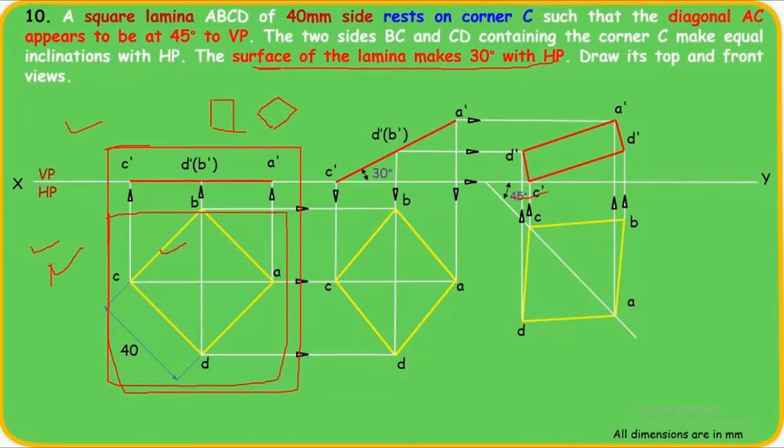Now you have to consider this sentence: the surface of the lamina makes an angle of 30 degrees with HP. You have to rotate this and draw it here. Just draw a line at an angle of 30 degrees and transfer this length here; this and this will be the same. Once you obtain this, draw the projection lines to obtain the top view. Once you do this, for the last step, what have they given? The diagonal AC.